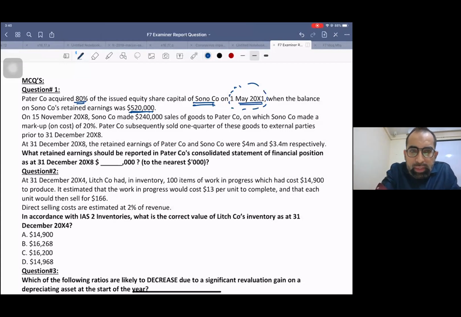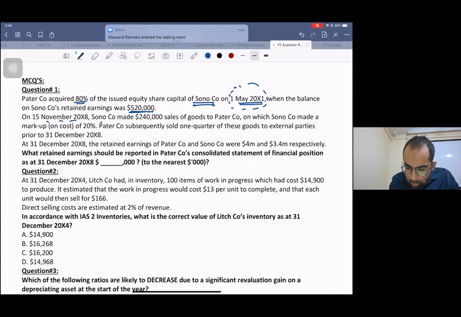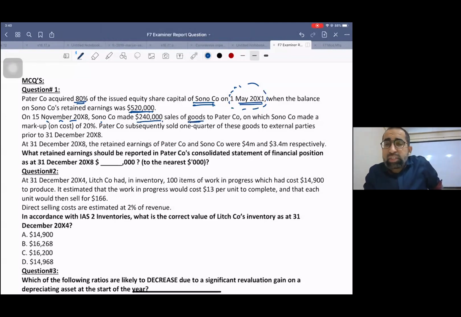Now, on 15th November X8, see, acquisition date is X1, like 7-8 years back, and your reporting date will be after 7 to 8 years, right? On 15th November X8, Sono Company made 240,000 sales of goods. That means it's an S2P sale, my dear student. Sono sold goods to P. S2P sale of inventory, not fixed asset. It's an S2P sale of goods, meaning inventory, on which Sono Company made a markup on cost of 20%.